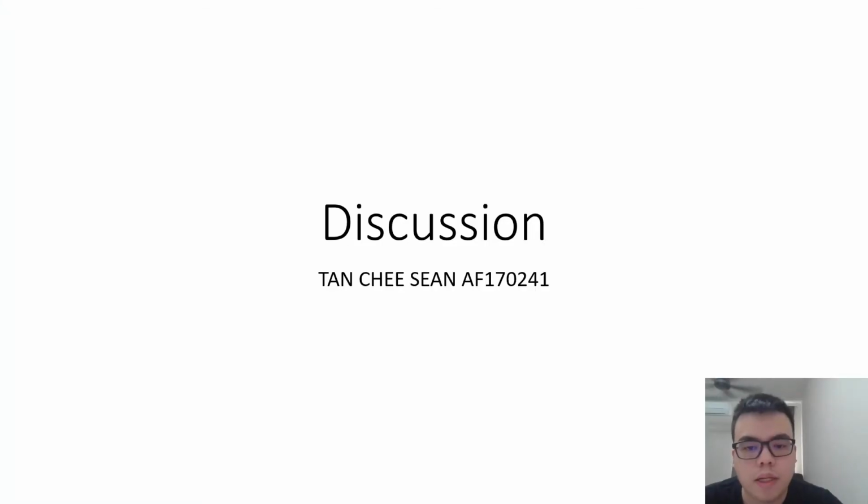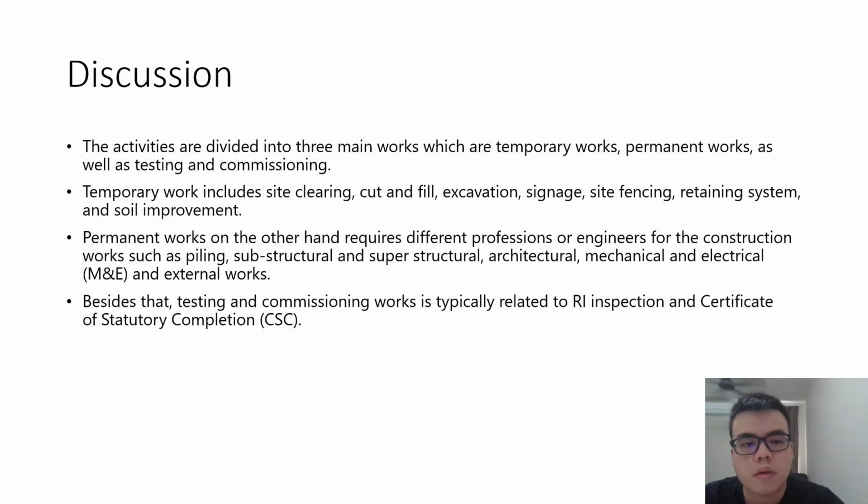Morning everyone, my name is Tan Chi Shon with matrix number AF170241, and I'll present the discussion. The activities are divided into 3 main works, which are temporary works, permanent works, as well as testing and commissioning. Temporary works include site clearing, cut and fill, excavation, signage, site fencing, retaining system, and soil improvement. Permanent works, on the other hand, require different professions or engineers for the construction work such as piling, substructural and superstructural, architectural, mechanical and electrical, and external works.